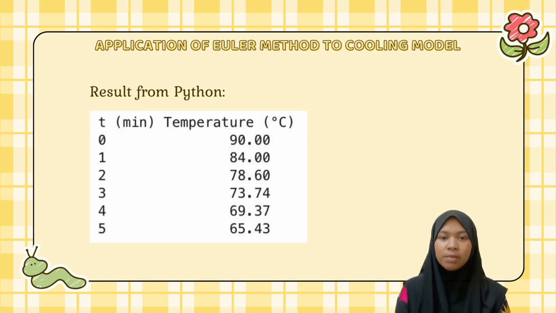For this example, the Euler method was implemented using Python, and the table shows the estimated temperature values at each time step. As we can see, the temperature decreases gradually over time, which follows Newton's law of cooling. However, since the Euler method is a first-order method, the accuracy depends strongly on the step size.